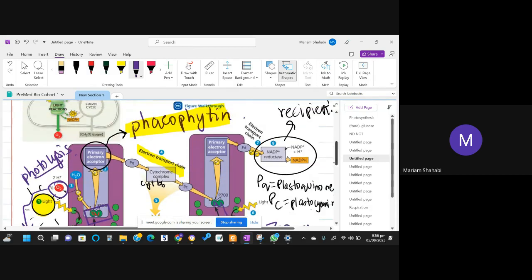And ये अपने electrons फिर lose करेगा. इसका जो primary electron acceptor है, इसका कोई नाम दिया हुआ नहीं है in the books. So just remember this as the primary electron acceptor of PS2. ठीक है? PS2 के primary electron acceptor का नाम नहीं दिया हुआ in the book.